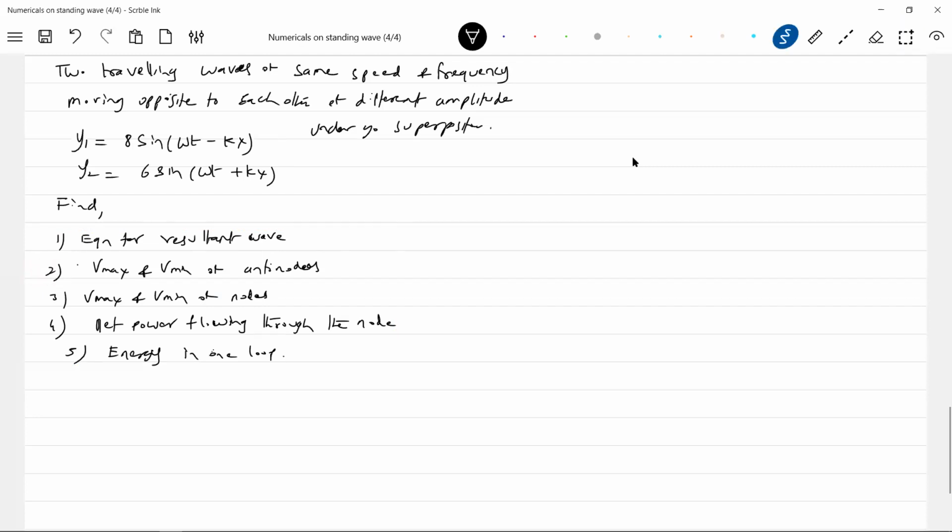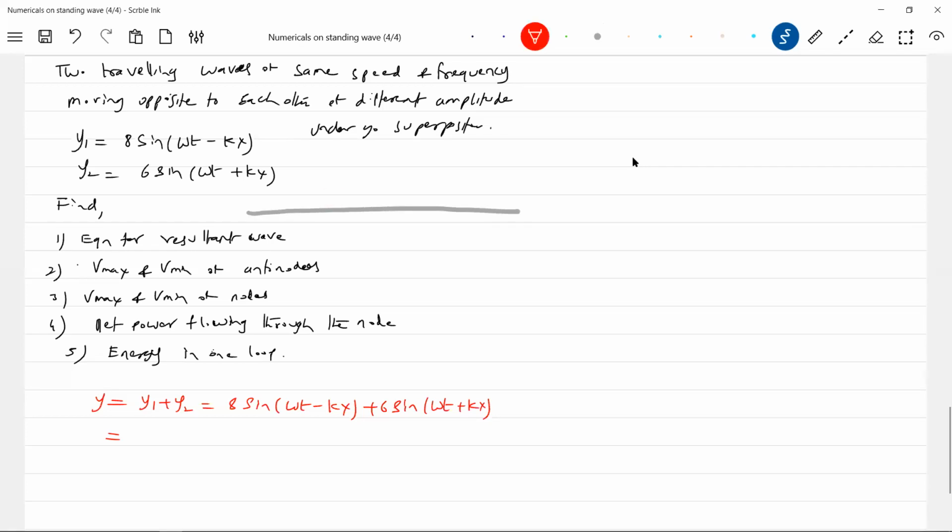Okay, let's do one thing. We'll start with the superposition idea. What is y? y equals y1 plus y2. So this should be equal to 8 sin(ωt − kx) plus 6 sin(ωt + kx). So how to simplify this? Next question comes. Some of you are getting confused, sir, what is this? Okay, this is y1. That's all, no? So you need not bother.